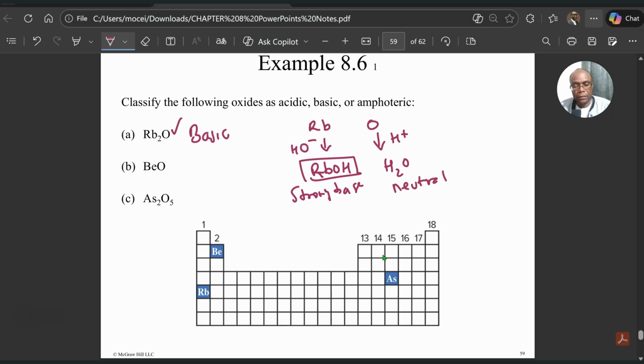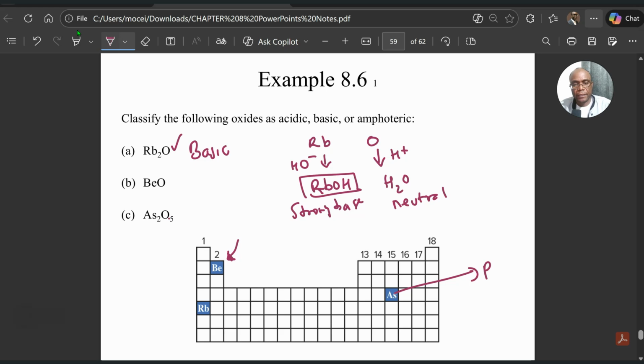What about beryllium oxide? Beryllium oxide contains beryllium, which tends to be the first element and might have some boundary characteristics. This one can play the role of both acid and basic oxide. Just to be memorized, memorize it similar to aluminum. We say that aluminum is amphoteric. Amphoteric because it can behave both ways. Remember, when you talk about animals that can live in water and land, you call them amphibians. So this is amphoteric because it can behave as both.